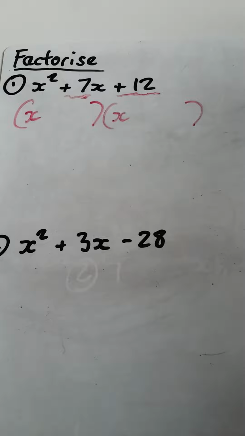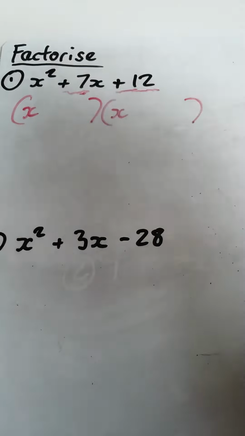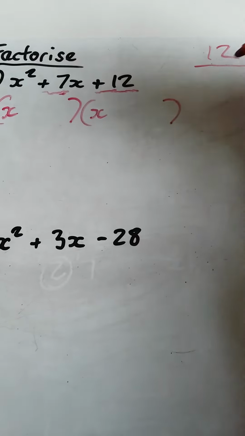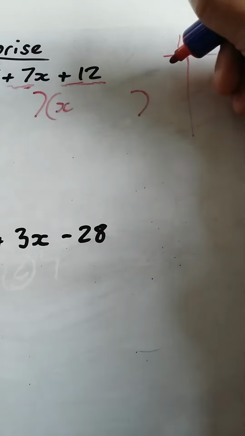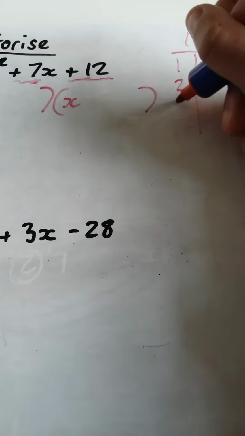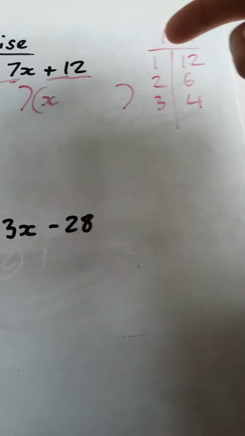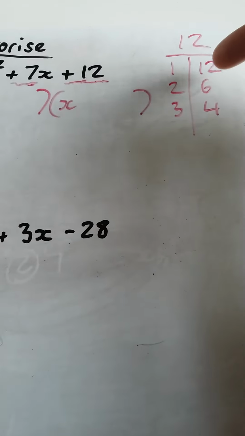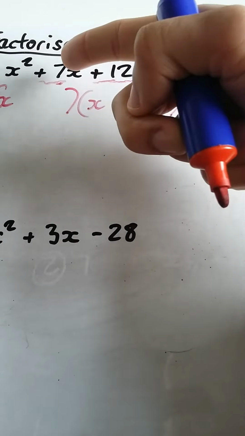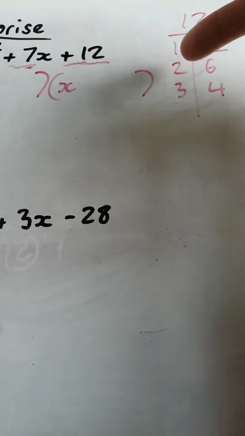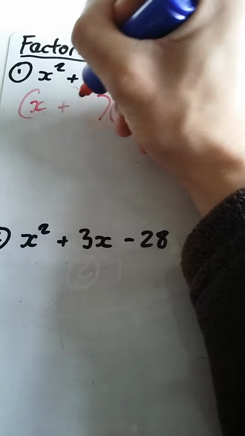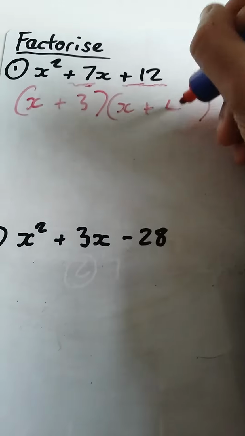Look at 12, and you've got to think of the factors of 12. Just list the factors of 12. So we've got 1 times 12, which makes 12, 2 times 6, which makes 12, and 3 times 4. If you look at these pairs of factors, which pair adds up to make 7? Well, 1 plus 12 is 13, 2 plus 6 is 8, 3 plus 4 is 7. So you put the plus 3 and plus 4 in.